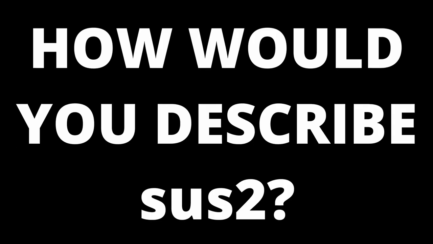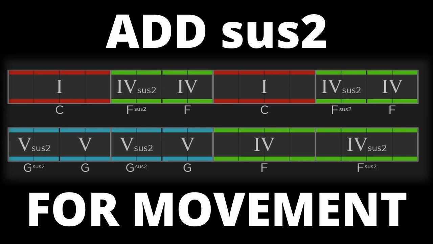Let's now turn to the sus2 chord. Sus2 can add colour and mystery to a sequence. You can experiment with this in your existing progressions. Start with sections that stay on a single chord and alternate between the root chord and sus2. Sus2 can also add movement, even when we only use a few chords. Here is an example in the key of C major.